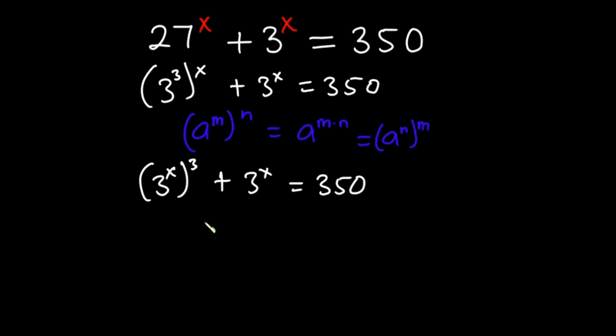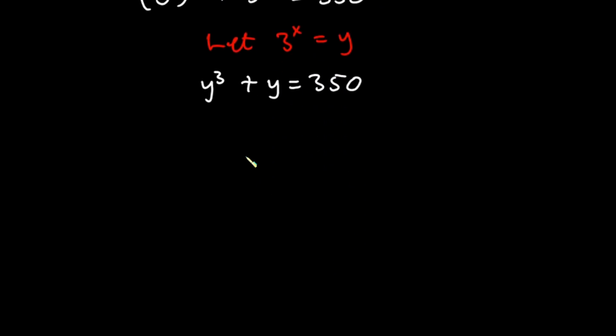And from here, we're going to let 3 to the power x equal to y. So wherever we see 3 to the power x in this equation, we're going to put y. So we're going to have y to the third power plus y is equal to 350. And this is where the challenges in the problem come from. Let's analyze this equation. If we factor y out, we're going to have y times y to the second power plus 1, and this is equal to 350.